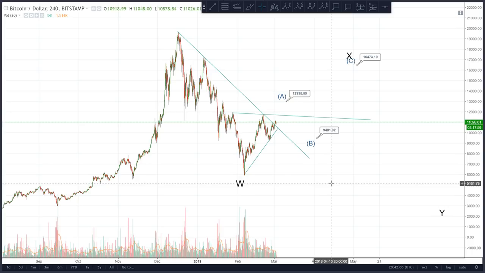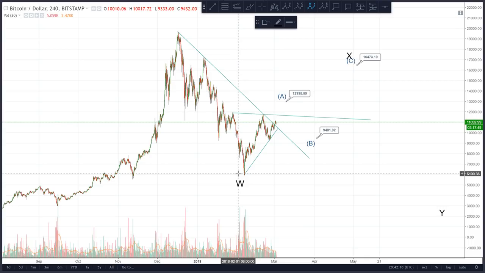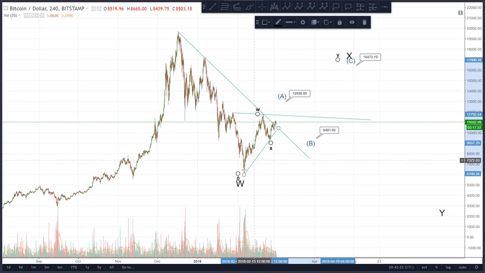The new count that I'm going to suggest is that it's actually going to be a WXY to this pattern, and I'm going to label that now. If we start it here, W has finished, this is X, and Y is going to finish up here. So W, X, Y. The reason I say that is this looks like a 3-legged pattern to me. That was 3 legs up. This has retraced too much for it to be a wave 4 and a 5 waves up. So I make this to be an X wave, and I'm going to zoom in so we'll have a closer look at this.